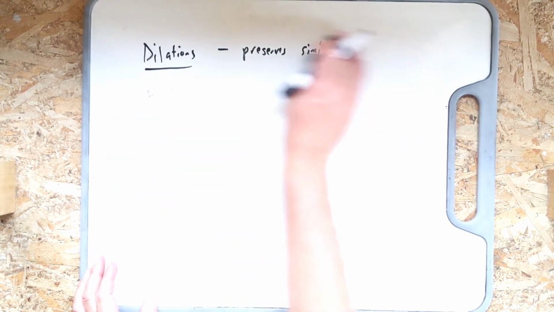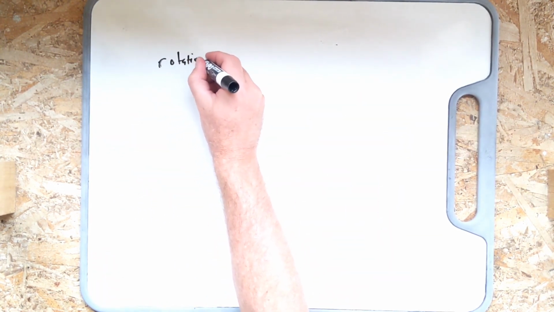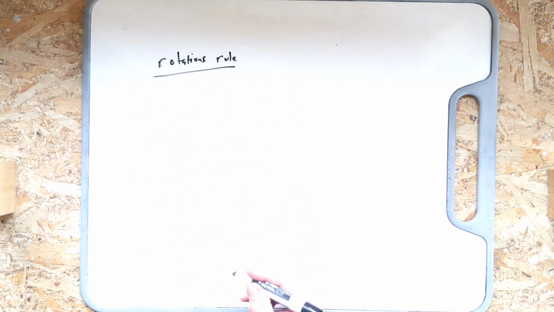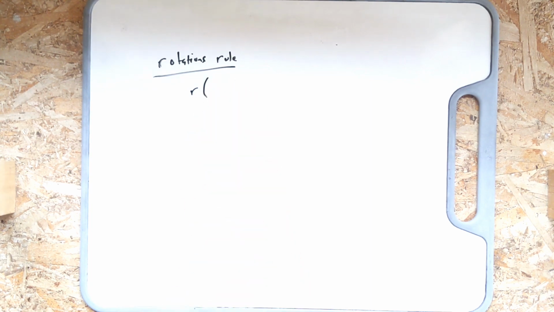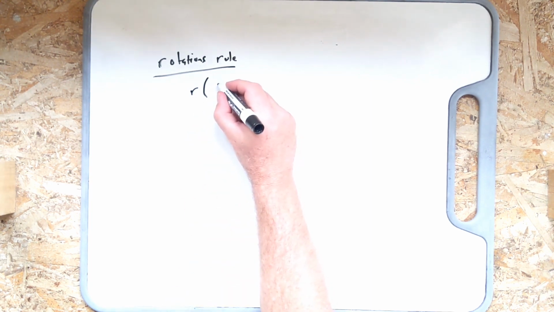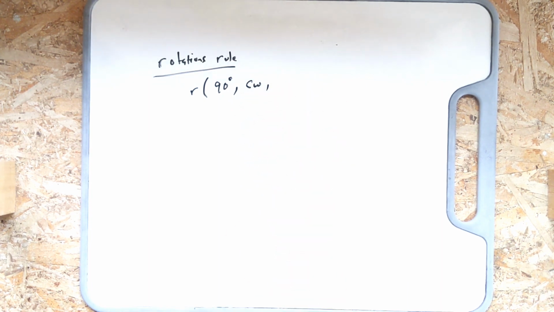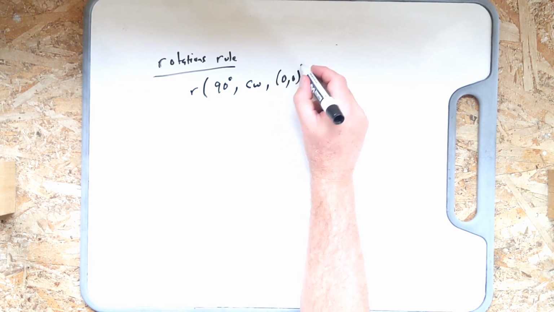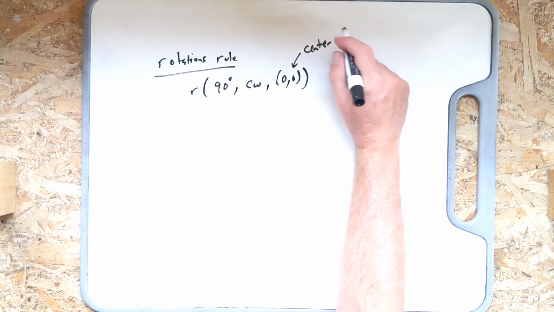One thing I forgot, go back to rotations a second. I realized I didn't give you the rule for that. So go back to your cheat sheet part of rotations. The rule for that is R, small r, means rotate. You put the angle, say 90 degrees, you put the direction, clockwise, and you put your center of rotation, which is often 0, 0, but not always.